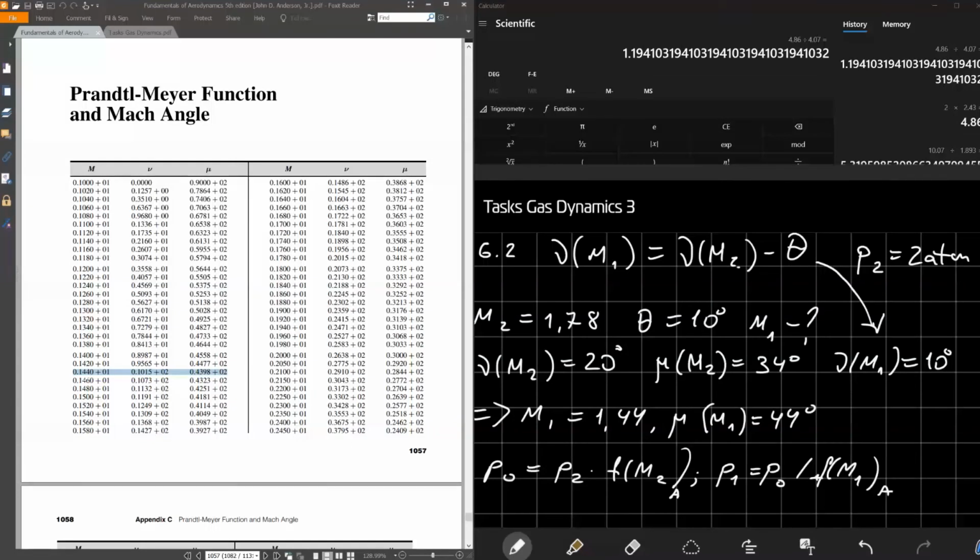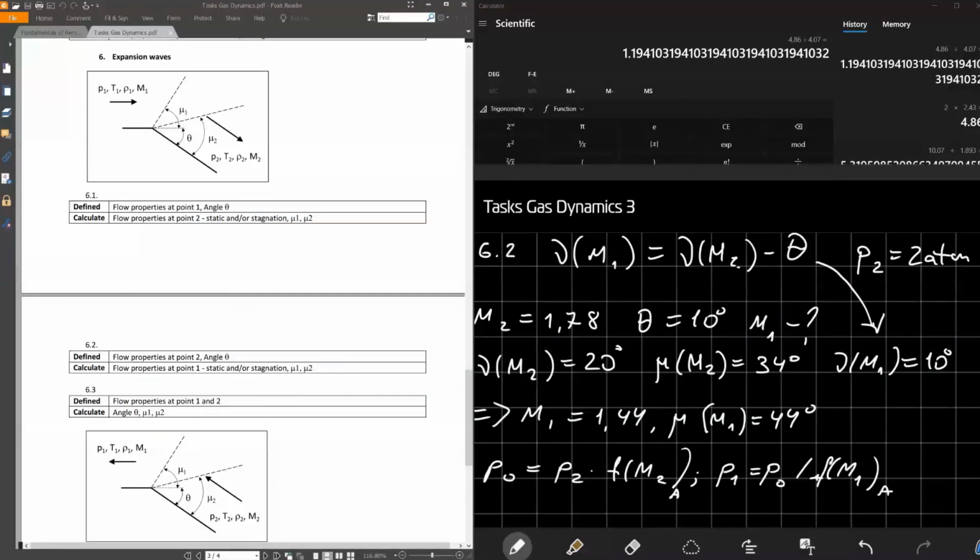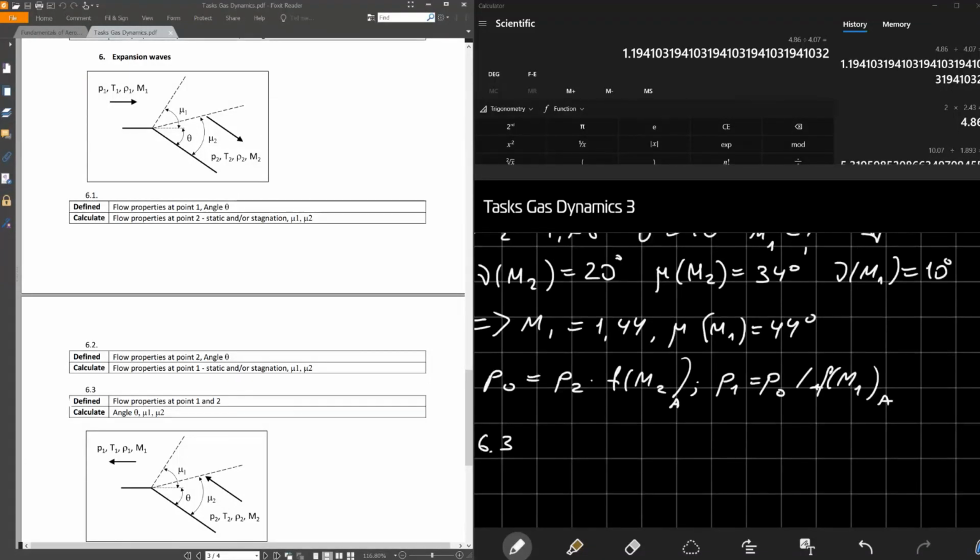And this is how you calculate pressure in section 1 or any other thermodynamic properties in section 1. Okay, example 6.3. Example 6.3 is when you have the flow properties and you need to calculate theta, mu1 and mu2. It is absolutely the same thing, right? We just need to rearrange things. Let's see. Mach 1, 1.2.